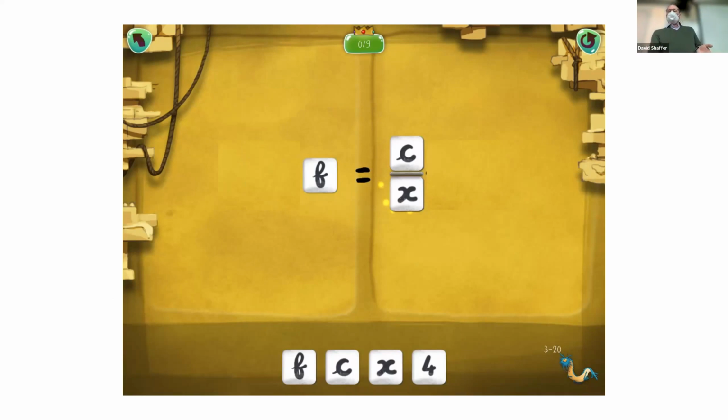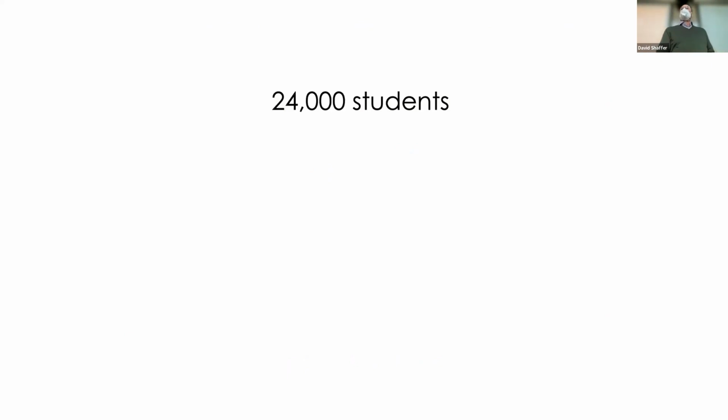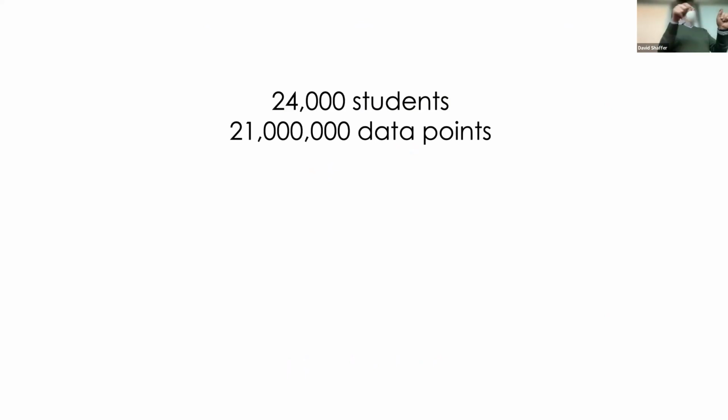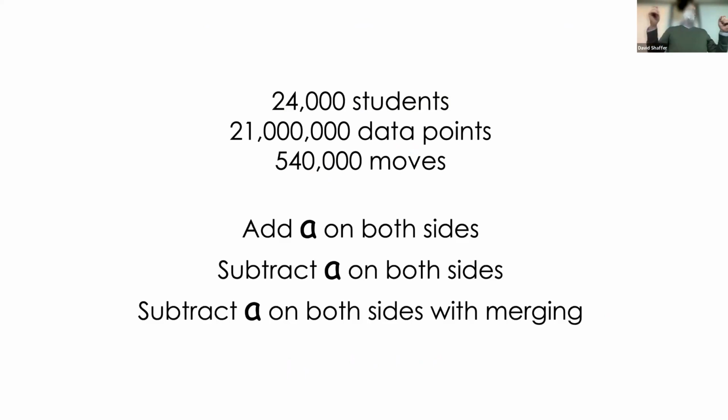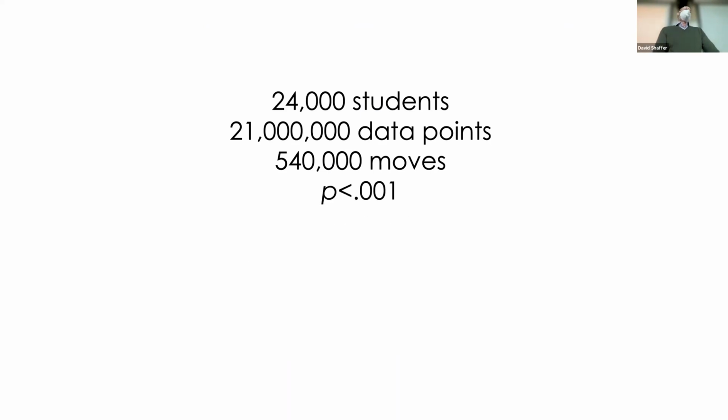So this was a data set of 24,000 students who had played Dragon Box. Altogether, they had 21 million data points, where each data point was a move that somebody could make in the game. And there were 540,000 possible things that somebody could do. The moves are things like add A on both sides, subtract A on both sides, subtract A on both sides with merging, and so on. The researchers chose a relatively conservative alpha level for their significance, which was 0.001.